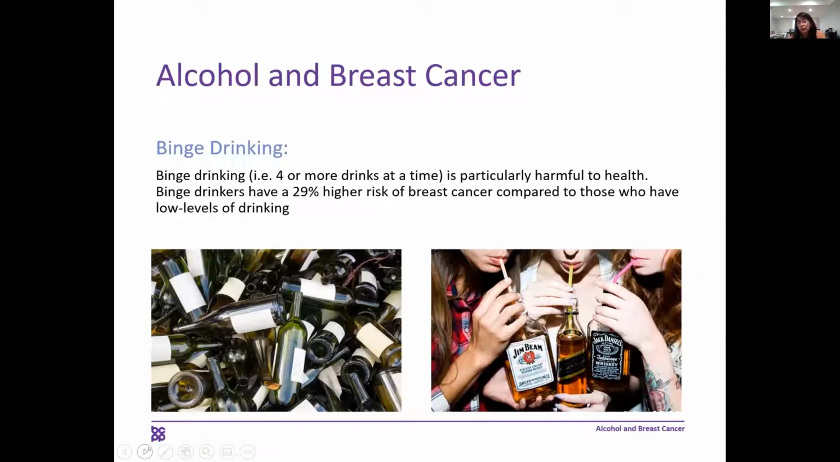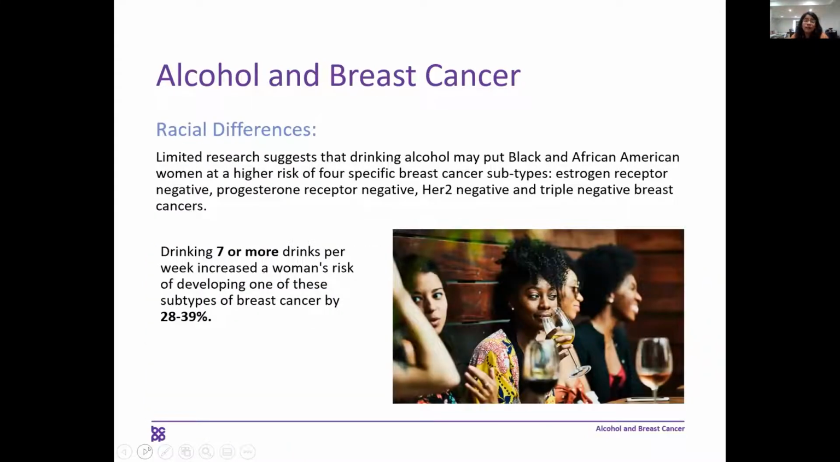And again, as I say, people who have a low level of drinking have even a slightly higher risk than people who don't drink at all. And then the other thing that's really important to look at is racial difference and also subtype differences. Breast cancer isn't a single disease and it doesn't affect all people equally.